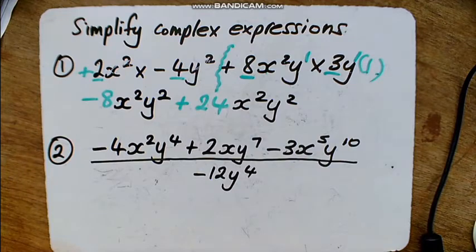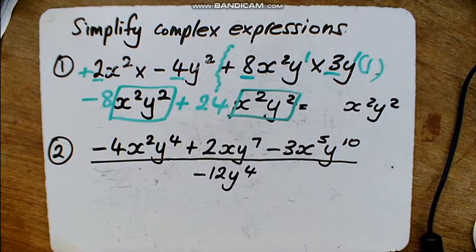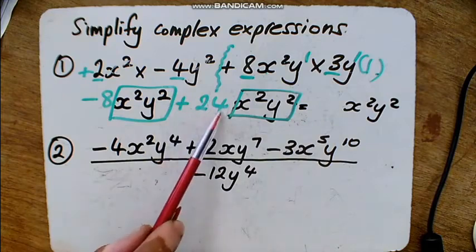You think? Final answer? What do you think? Class, notice that these are like terms. That's why I use 2 different colors. X squared y squared. Can you see that it is very common? That means they are like terms. And then we got 24 plus 24 minus 8.